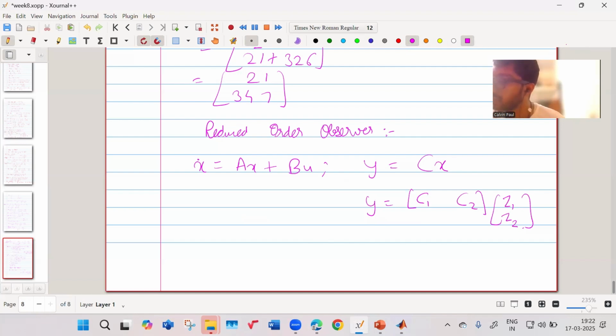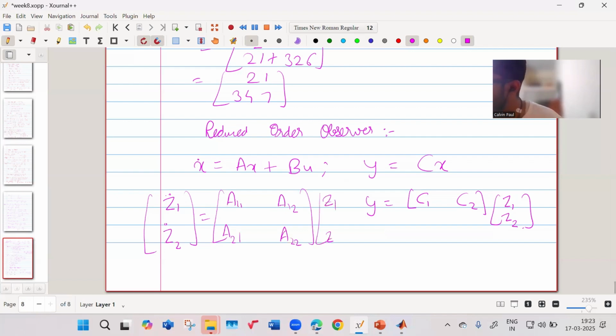Right. Now, so it's raining over here. So now, how do we write our system? We can write it as z1 dot, z2 dot equal to a11, a12, a21, a22 into z1, z2, plus v1, v2 into u. Effectively what we are doing is we are partitioning the system.